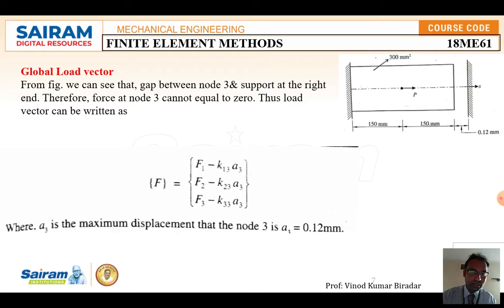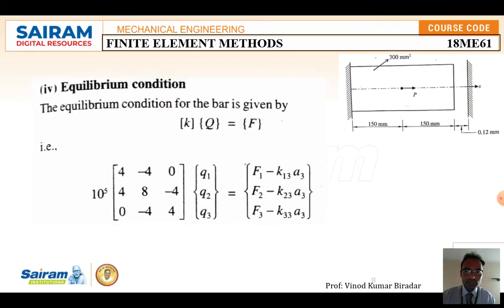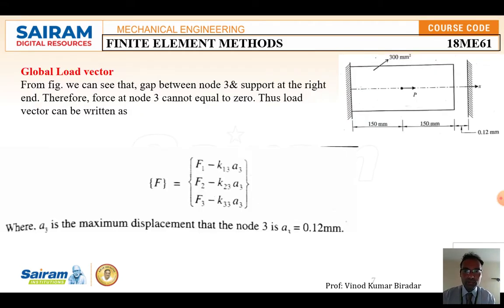The last third element, that is K13, K23, K33. Where is that? This one, and which is multiplied with this distance, that is A3. So where A3 is equal to what? The given displacement is equal to 0.12 mm. I hope you understand this.